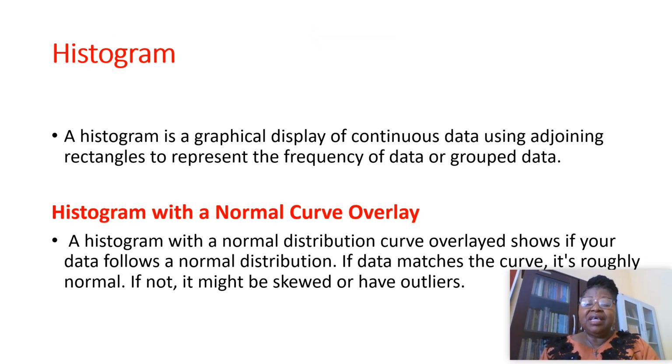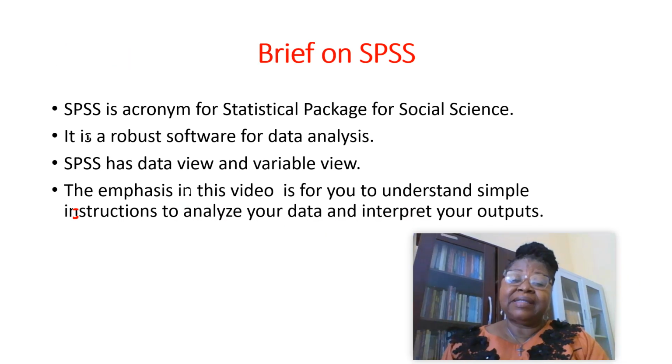Histogram. A histogram is a graphical display of continuous data using adjoining rectangles to represent the frequency of data or group data. You will understand that we talked about bar charts. So histogram uses continuous data, but the bar chart uses categorical data. Then we can have a histogram with a normal curve overlay. We do this when we are interested in finding out whether our data fall into a normal curve. We use it to organize our data.